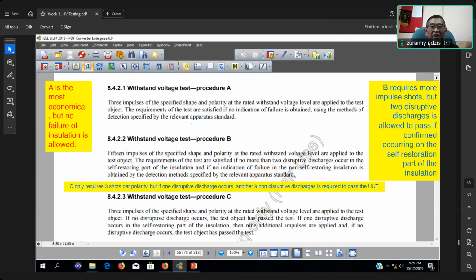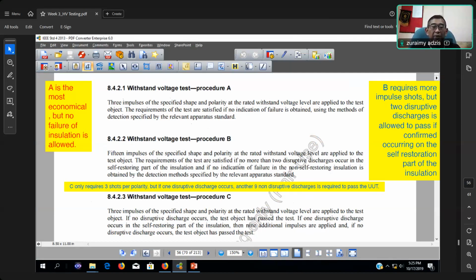The requirements of the test are satisfied if no more than 2 disruptive discharges occur in the self-restoring part of the insulation, and if no indication of failure in the non-self-restoring insulation is obtained by the detection methods. Basically, it passes the test if it breaks down no more than twice. If it breaks down once and then you keep testing again, or out of the 15 impulses, only breaks down once, then it passes. Out of the 15 impulses, it breaks down twice, then still it passes. All right?